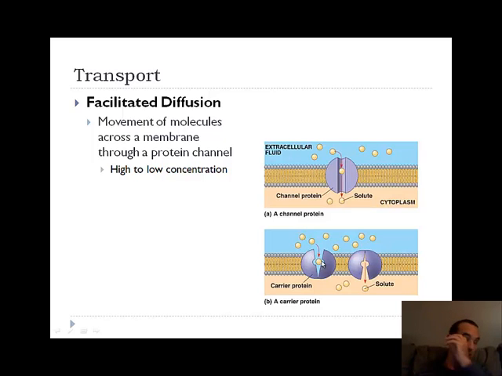It's kind of like a gate in a city wall. These gates help to pass larger molecules through the cell membrane. So, the name again was facilitated diffusion.